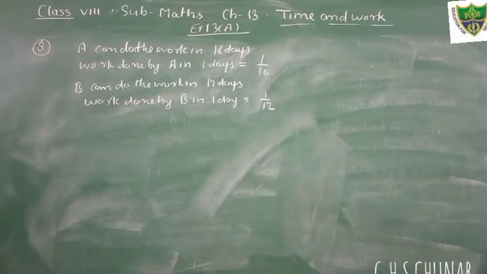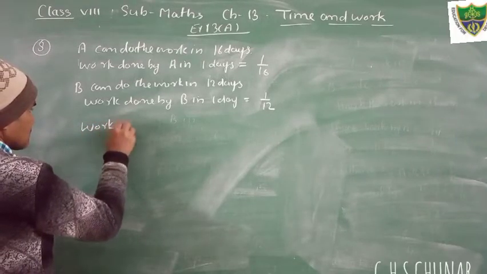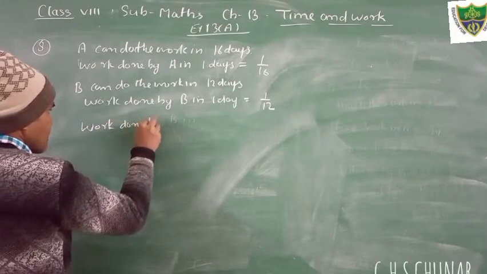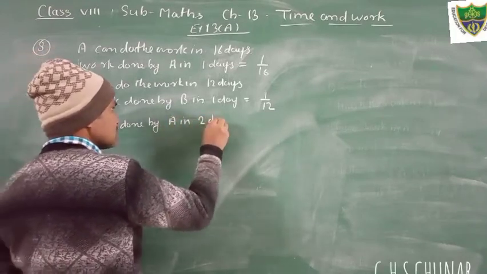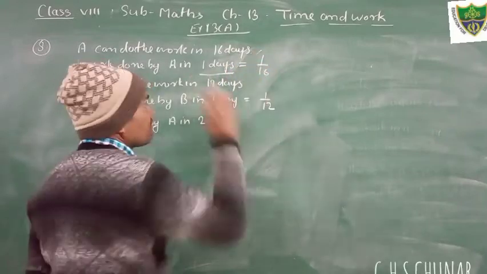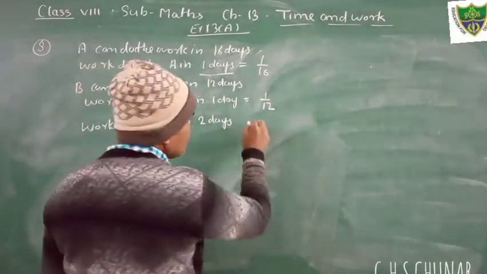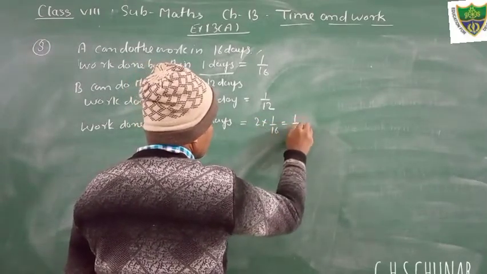That's clear? Now, what is given in the question? A started the work and worked at it for 2 days. Now work done by A in 2 days. He can do 1 upon 16 part in 1 day. How much does he do? That is 2 into 1 upon 16, that is 1 upon 8.